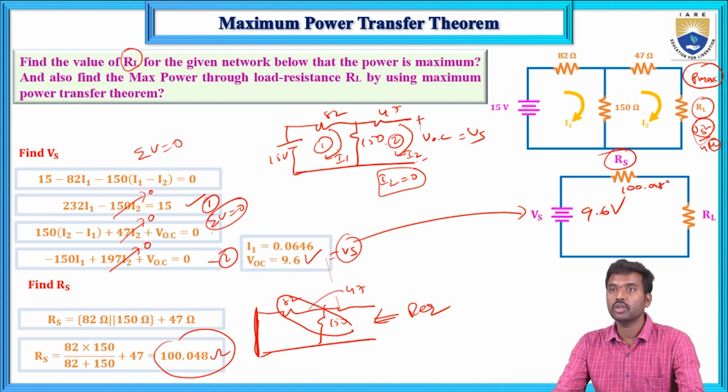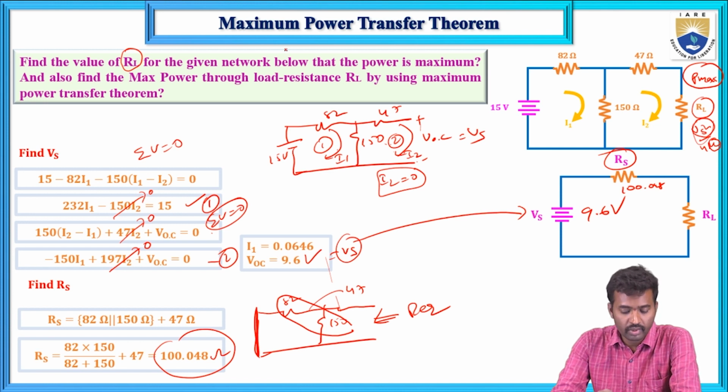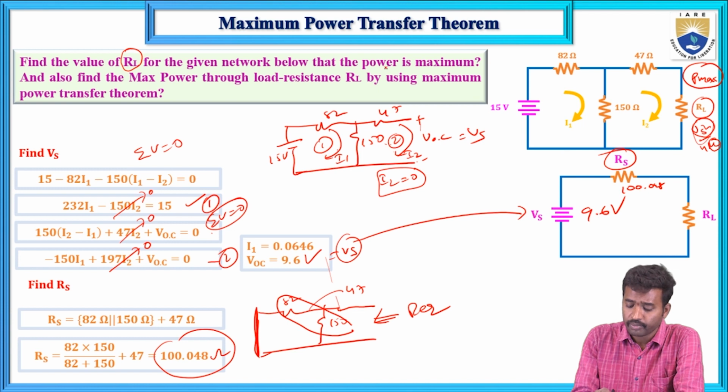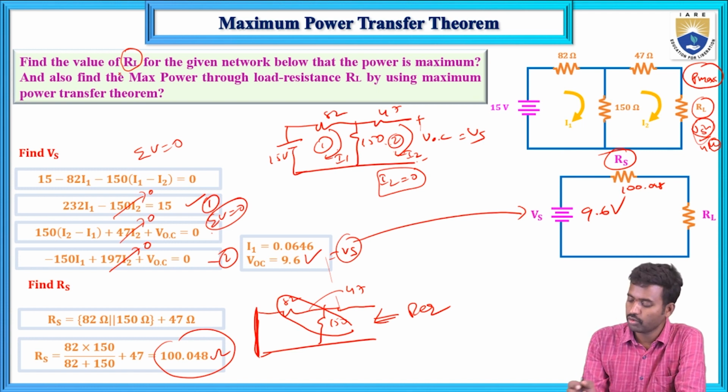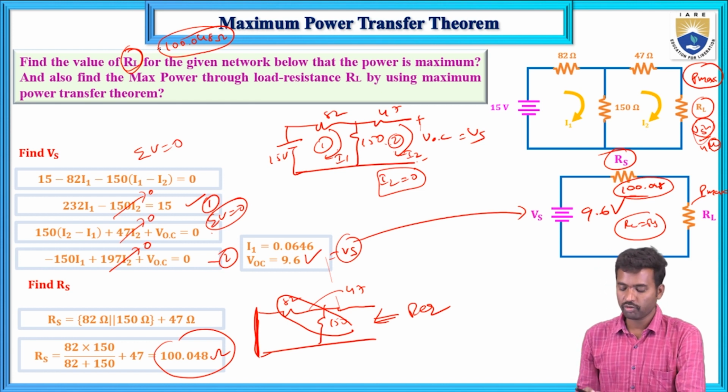Now this is 100.048. According to the maximum power transfer theorem statement, to find out the RL value for a given network for maximum power, the load resistance RL equals RS. So this RL value equals 100.048 ohms.